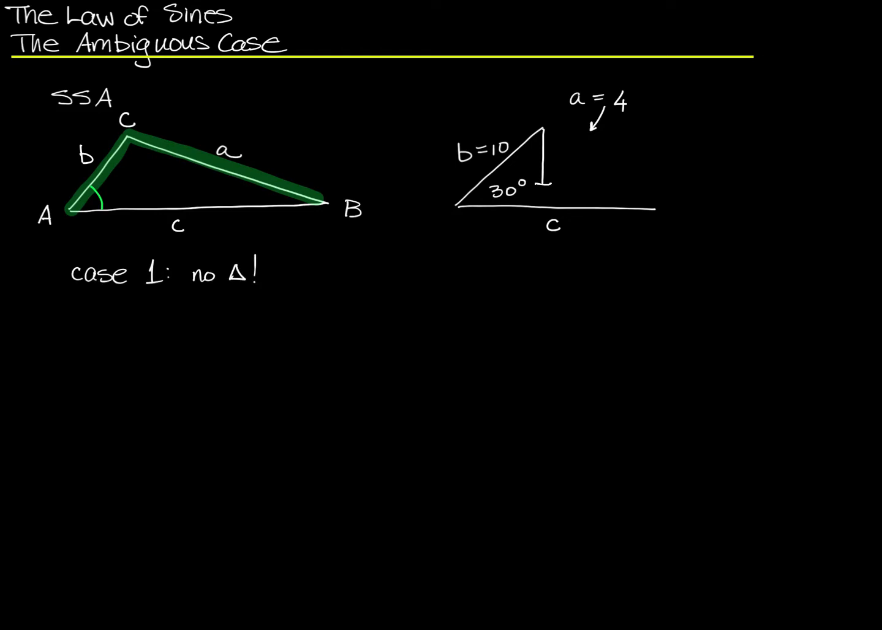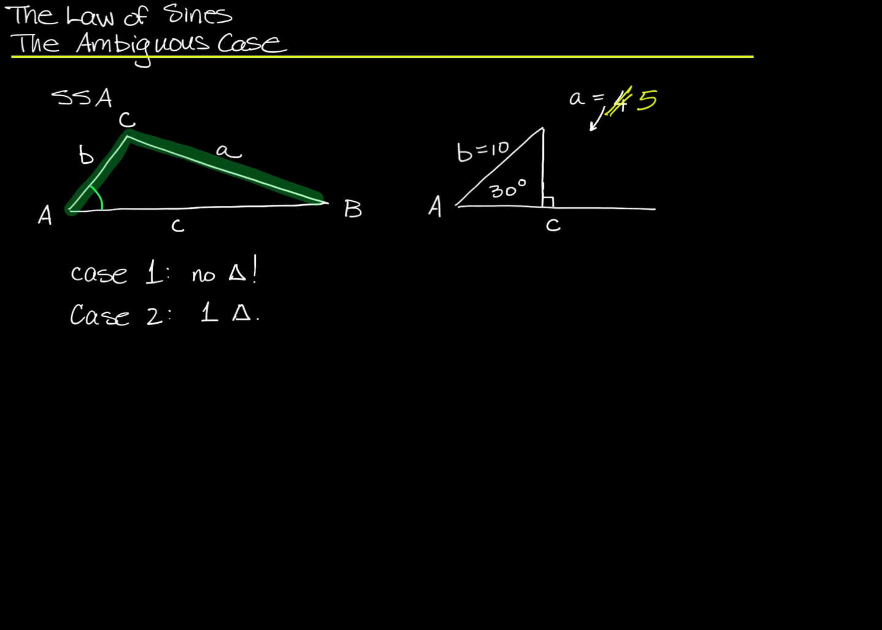Case 2, let me erase my hanging chad there. If I bring this all the way down so that it just barely touches, but does in fact touch the bottom side, that means that has to be a right angle. It also means that since the sine of 30 is a half, this side has to be 5. So let's change that to A equals 5. And now I have case 2: 1 triangle.